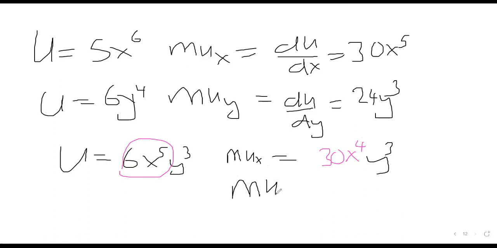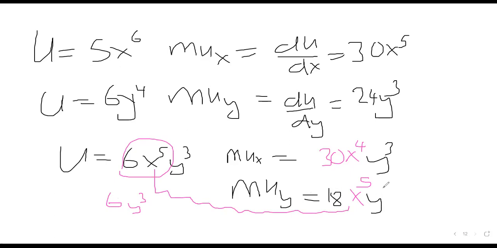Then similarly, MUy. Our dummy in this case will be x to the power 5. Leave it as it is. You cut it and paste it without altering it. You put it here. So what we're going to remain with here is 6y^3. So differentiate 6y^3, but maintain the order in alphabetical order. So this becomes 18y^2. That is how we differentiate.